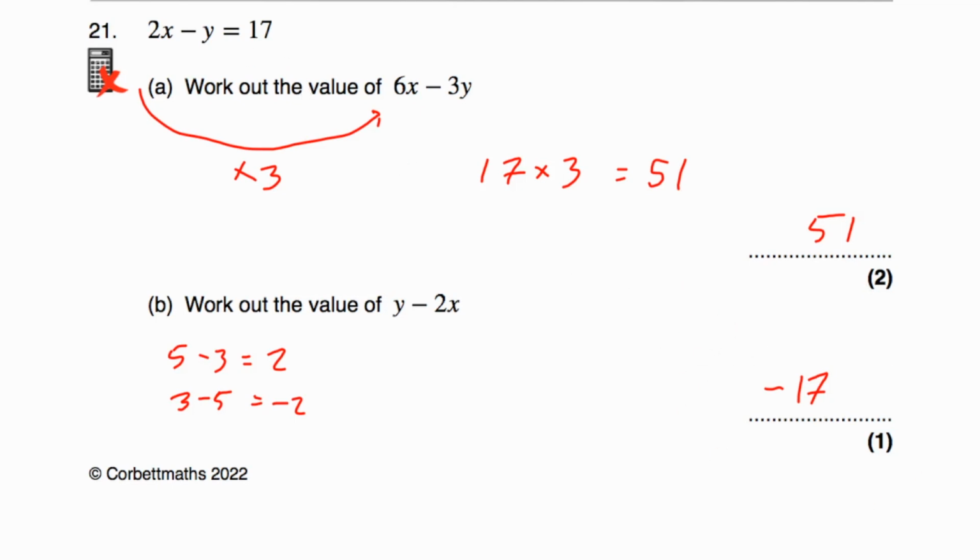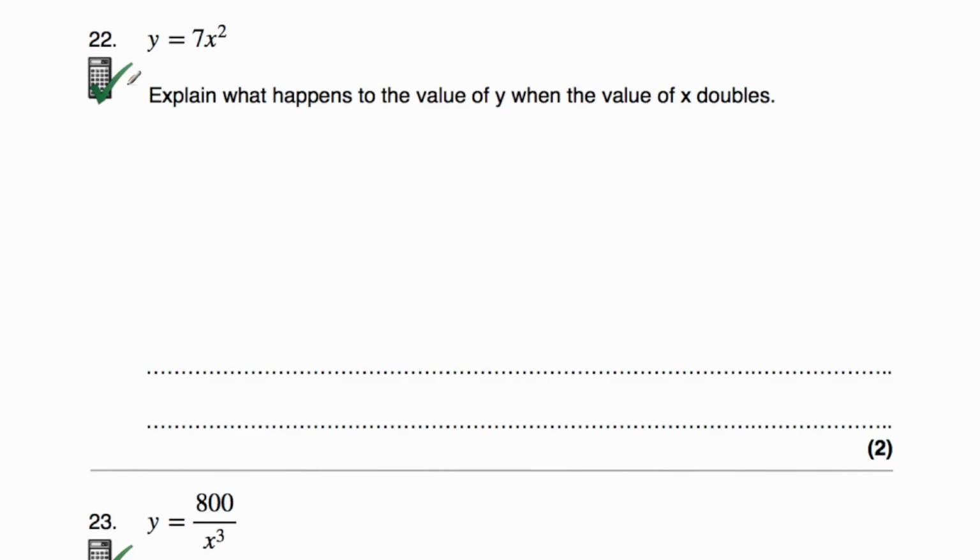Okay, let's have a look at question number 22. So question number 22, we've been told that y equals 7x squared. And we've been asked to explain what happens to y whenever the value of x doubles.